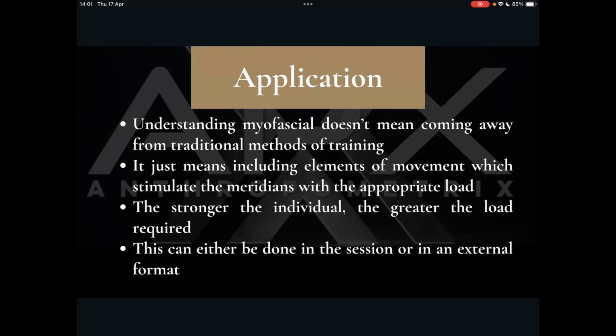Don't assume that a strong individual will be able to do things in a strong length and range to begin with. It's probably the opposite. If someone's very strong, they're probably going to be quite weak in length and ranges. Saying that, if we want them to adapt, we do need a required amount of load. So we do need to improve the load on things. You can either do it in the session if you have the skill and knowledge to do that, or you do it in external format, so you get them to do it outside of the gym.